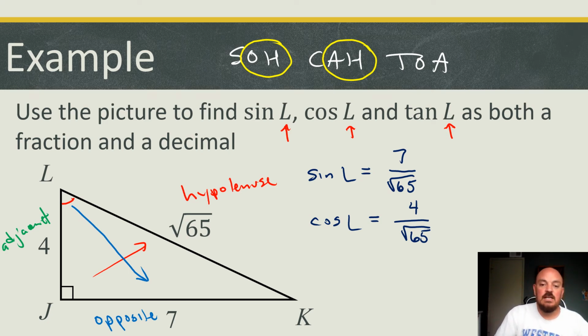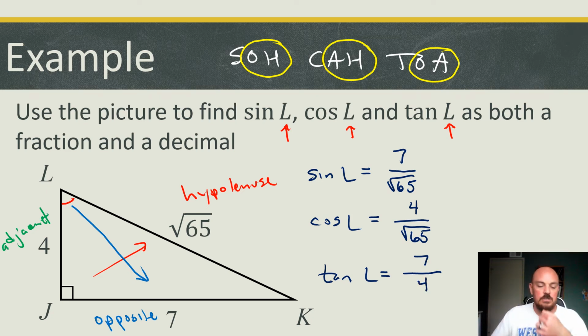And then the last thing I asked you guys to find was tangent L. And from SOHCAHTOA one last time, tangent is opposite over adjacent. So I'm going to make a fraction again. Opposite is 7, adjacent is 4. So it's 7 over 4. So tangent L looks a little cleaner because it doesn't have that square root in it. But each one is just a fraction.